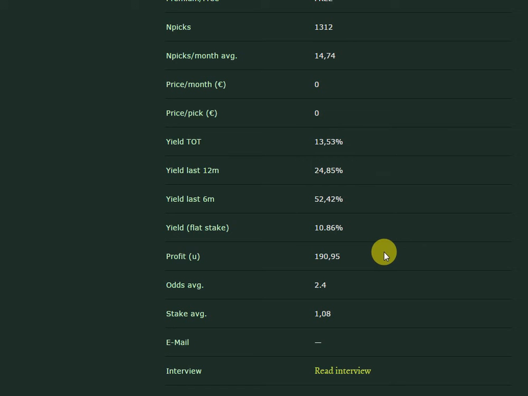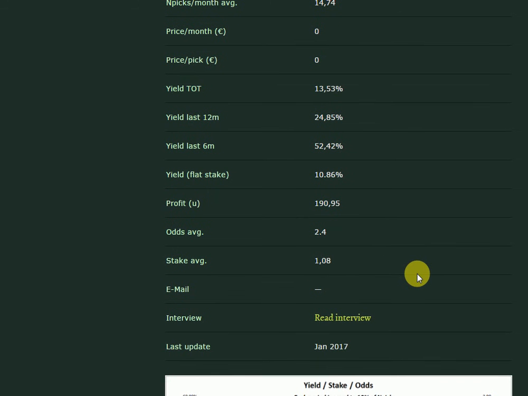Okay, next is the profit. So the accumulated profit is 190.95 units in total, with an average odds of 2.4. The stake average is 1.08.